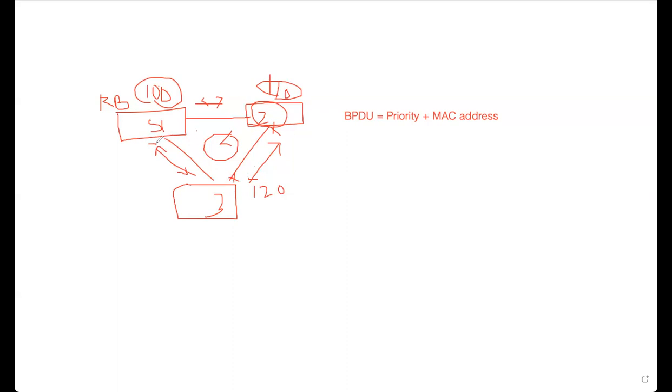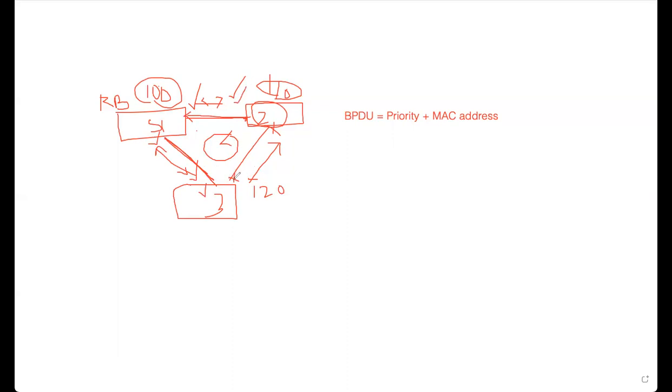So this port and this port will be in the forwarding state. The port that is closest to the root bridge will be in the forwarding state, because for switch 3, the closest port to the root bridge is this one. So this one will be in the forwarding state. For switch 2, the closest to go to switch 1 is this one. So this one will be in the forwarding state.